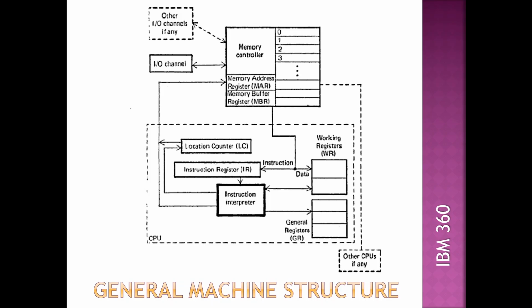Apart from this, there is also an IO channel. The IO channel is going to connect to the outside world, which is your input and output devices. They are going to be connected using this IO channel. That's it. A very simple architecture diagram you have here.